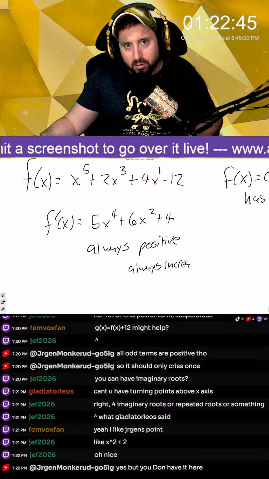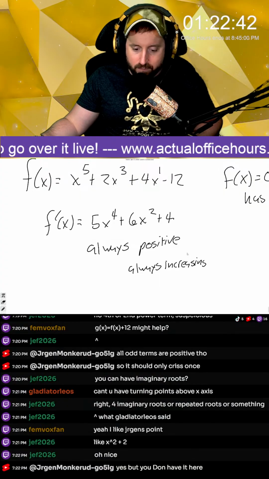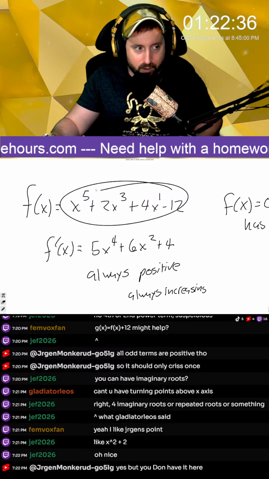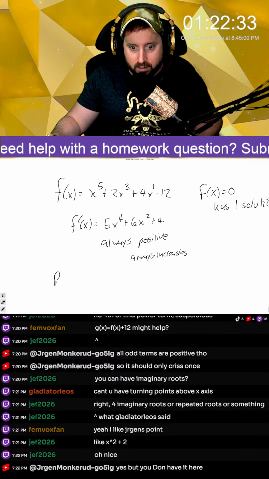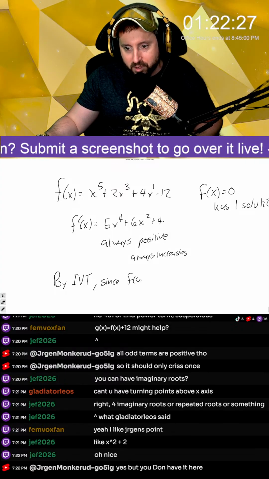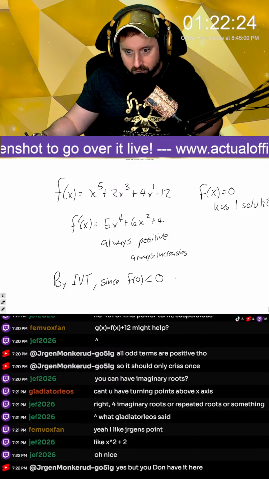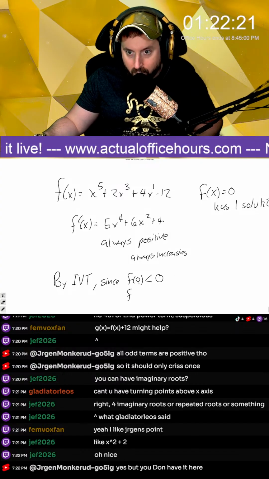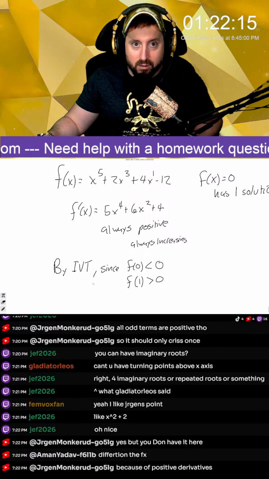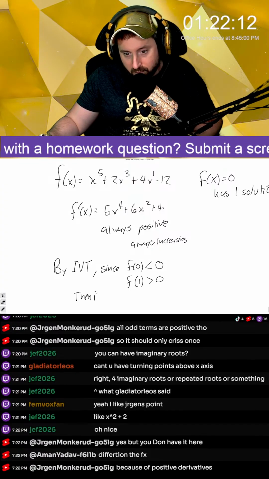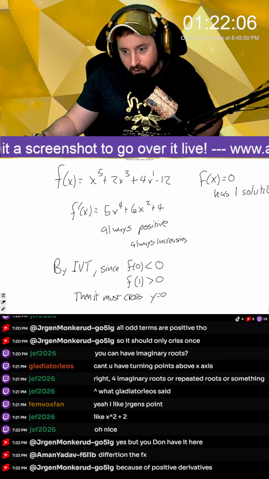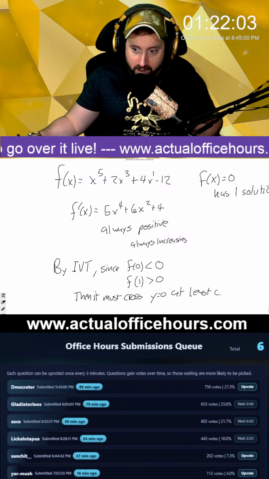So always increasing. And then I think by the intermediate value theorem, you just have to show that it's below the x-axis at some point and above the x-axis at another, because it is continuous and differentiable. Yeah, I would say by IVT, since f of 0 is less than 0, and f of, I don't know, 1 is greater than 0, then it must cross y equals 0 at least once. So you prove that it has to cross.